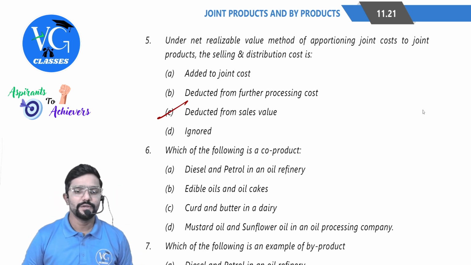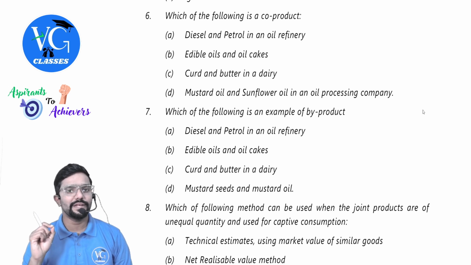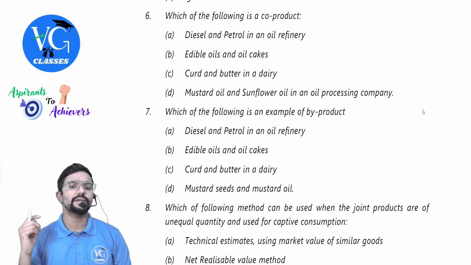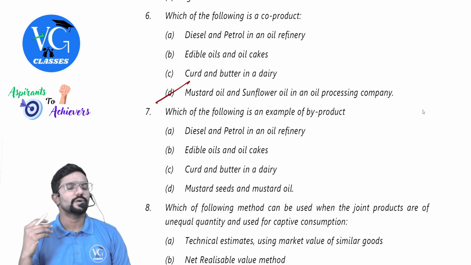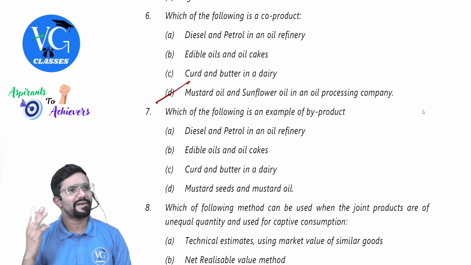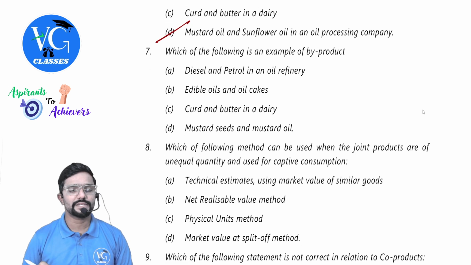Which of the following is a co-product? Diesel and petrol in oil refinery, edible oil and oil cakes, curd and butter in a dairy, mustard oil and sunflower oil in an oil processing company, guys. This one. They both are co-products, guys. Different variety of oil. Okay, so next coming to the seventh one.